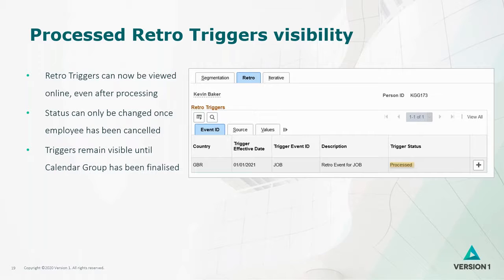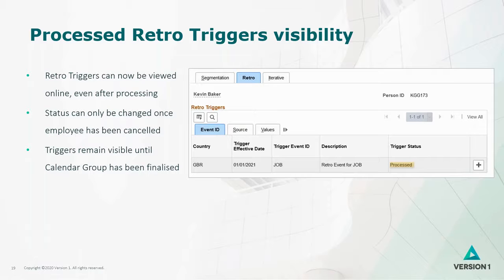Probably worth noting here that the status of the trigger can't be changed once it's been processed. So, as per the existing functionality, if you do need to cancel a trigger, for example, you would still need to cancel the employee via the pay status page, go back to the triggers page, cancel it, and then rerun the employee. However, I still think this is a big win, because where an employee has retro, you can now see why they have retro without having to cancel them from the payroll first.